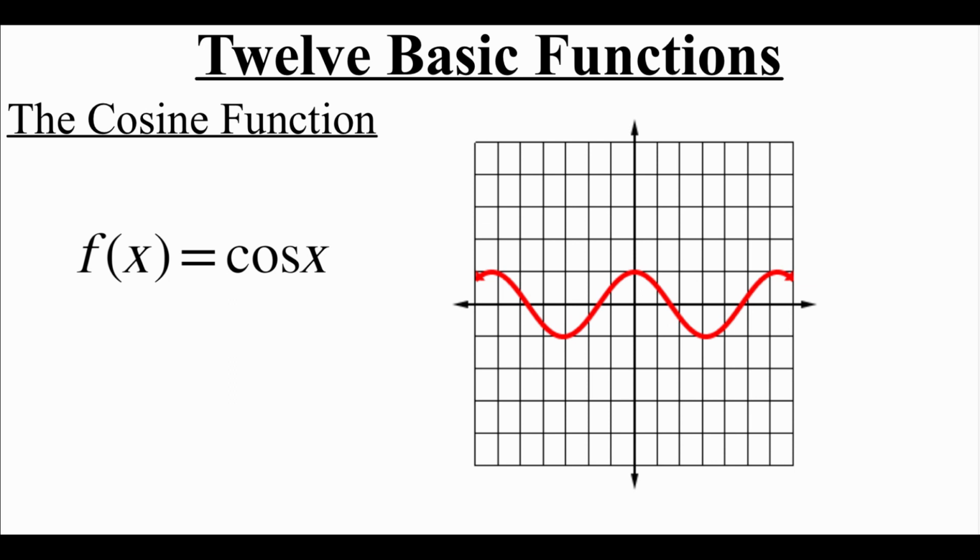Our next function is the cosine function, so now we've got f of x equals the cosine of x. Our cosine function has a lot of similarities to that sine function. We've got repeating waves bouncing up and down. So it's got a lot of the same properties and can be used in a lot of the same ways as a sine function.